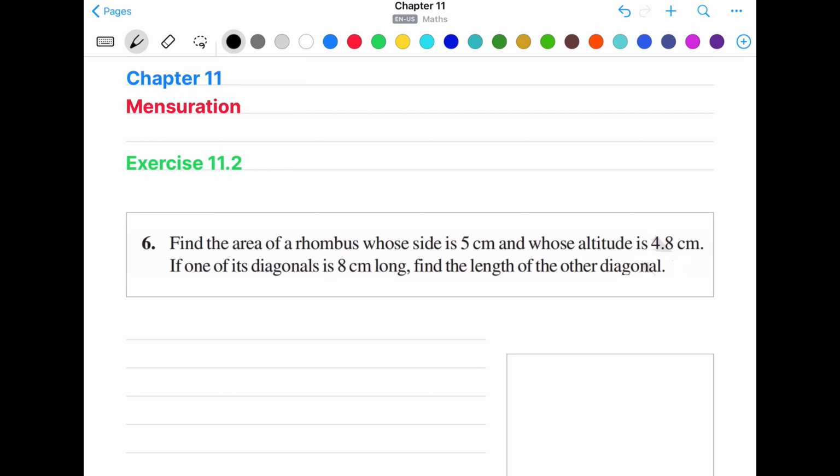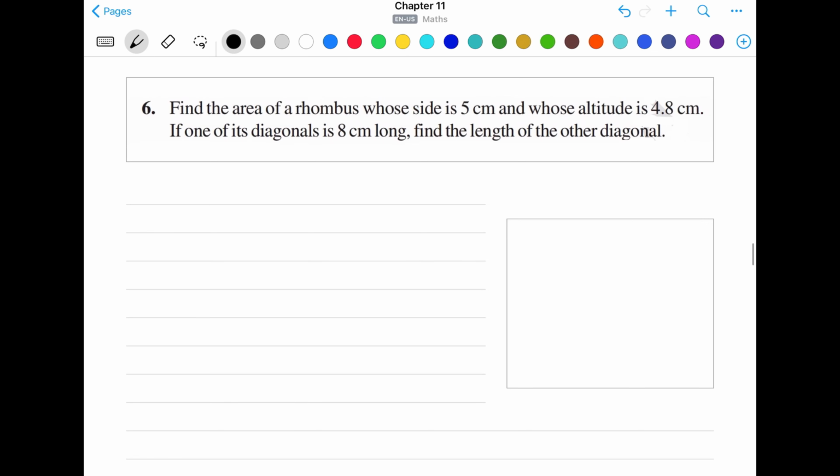So let's start. As I said, we have already covered the first 5 questions of the exercise in the previous session. Now we are going to start with question number 6. Question number 6 is: find the area of a rhombus whose side is 5 cm and whose altitude is 4.8 cm. So we are given a rhombus whose one side, you can say base side, is 5 cm and altitude is 4.8 cm. And if one of the diagonals is 8 cm long, find the length of the other diagonal.